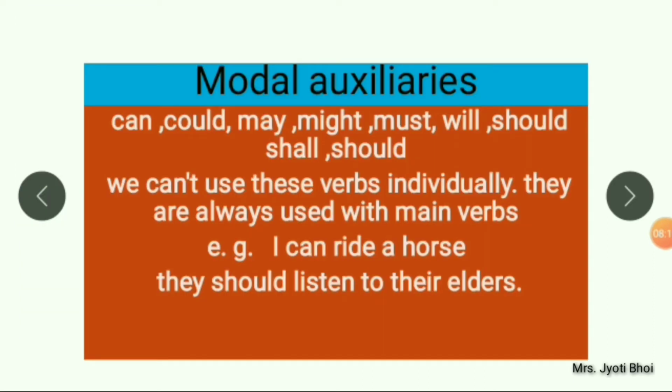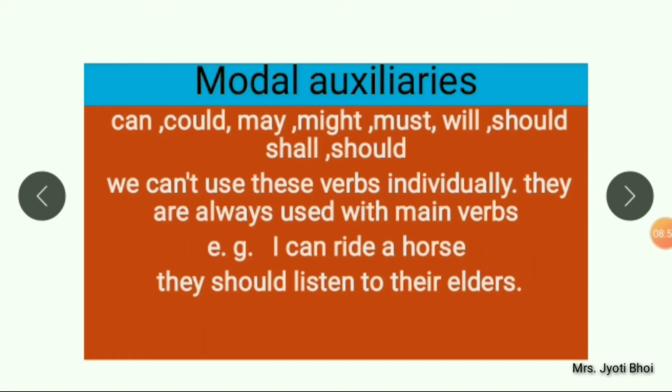Now modal auxiliaries, after the primary auxiliaries. How many are there? There are can, could, may, might, must, will, would, shall, should. These are modal auxiliaries. We can't use these verbs individually. They are always used with main verbs. For example, I can ride the horse. I can a horse, it's a stupid thing. We can't say like that. Ride must be there. I can do it. I can cut it. I can shut it. It's necessary. Shut, cut, do are very necessary. Without a main verb, we can't use these helping or modal verbs. That's why they are called modal auxiliaries.